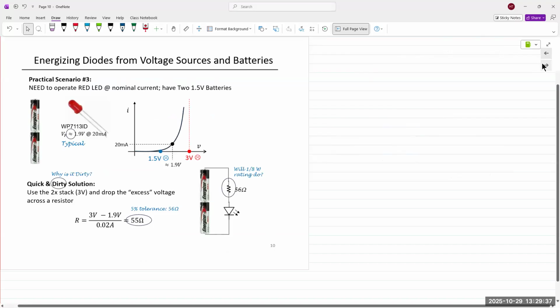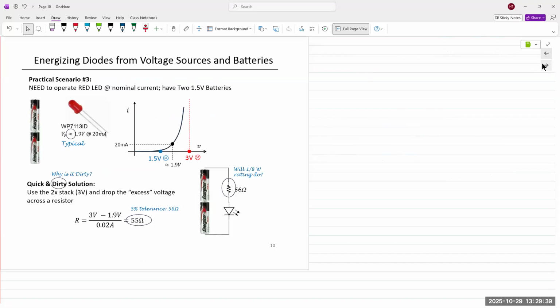You've already worked with LEDs in the lab before, right? Okay. So energizing diodes from voltage sources and batteries. A typical red LED, gallium arsenide with a little bit of doping, requires about 1.9 volts to start conducting. LED is just light emitting diode. Diode has a symbol that is a triangle, a small triangle, with a line running across.